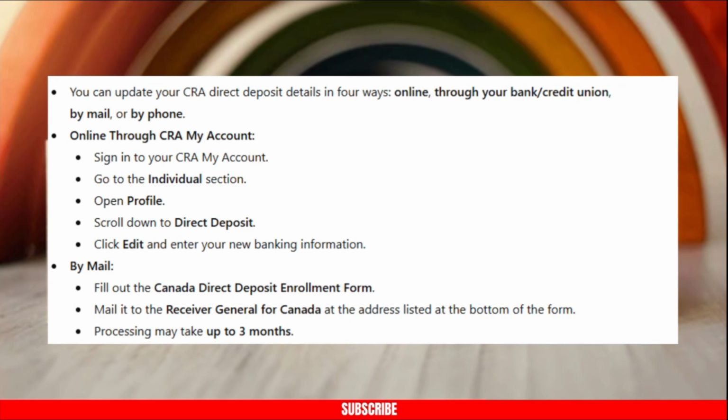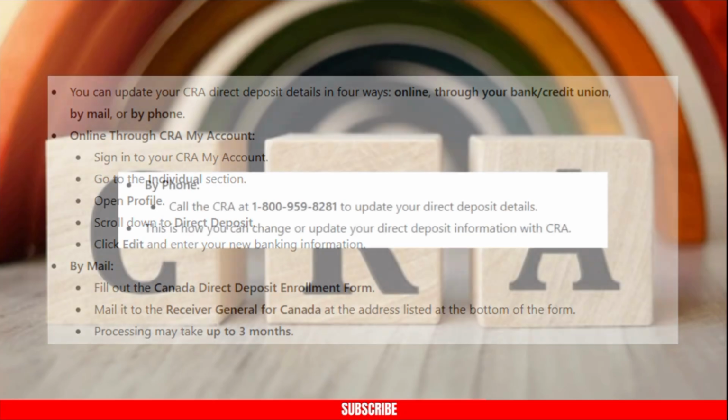If you're using a mail option, fill out the Canada direct deposit enrollment form and mail it to the receiver general for Canada at the address listed at the bottom of the form. Processing may take up to 3 months.